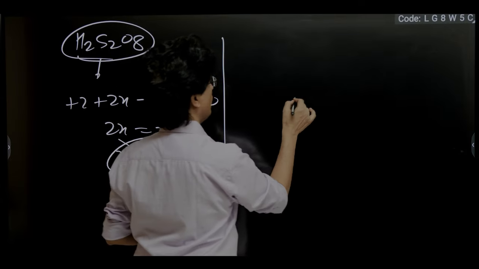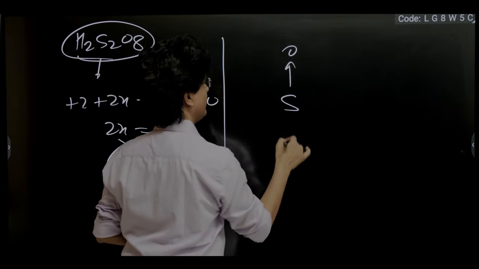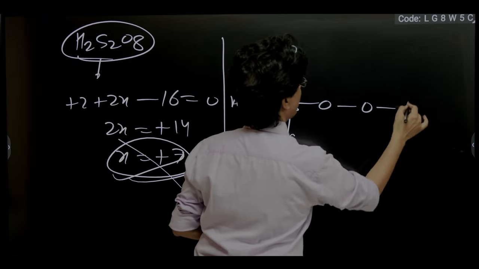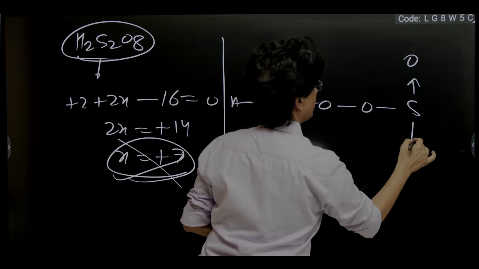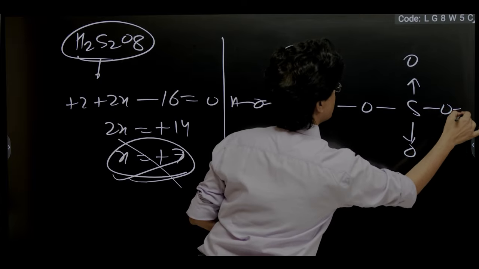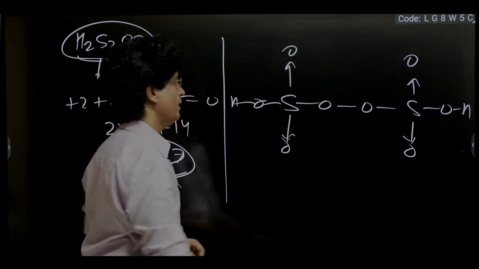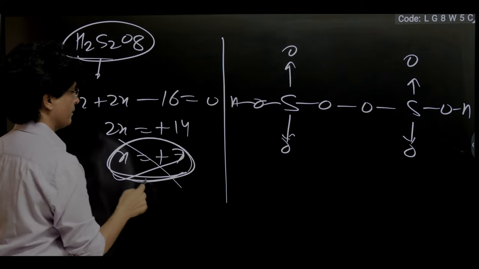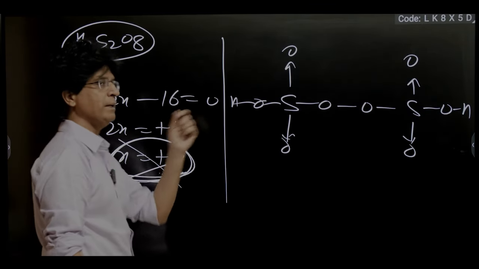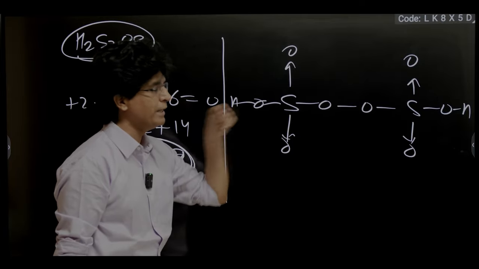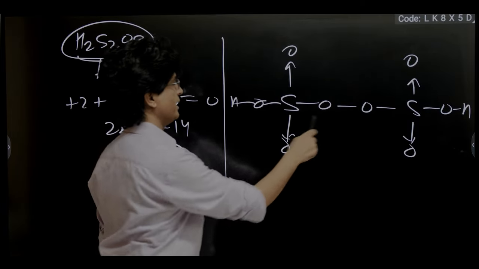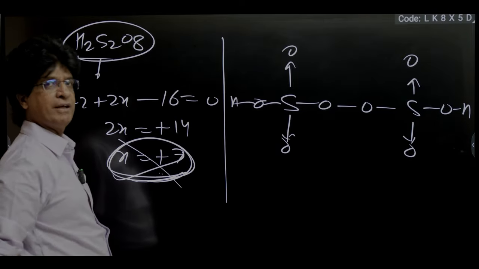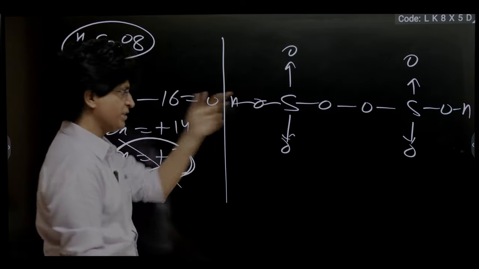So the structure of this will be S, dative bond O, OH, OH, O, O-S. This is a structure, and you will be learning this in inorganic chemistry as well. There is a peroxy linkage. Whenever the mathematical value is more than the maximum possible value, there will always be a peroxy linkage. Here is the peroxy linkage, and the answer will always be the maximum possible value. So sulfur will be plus 6.